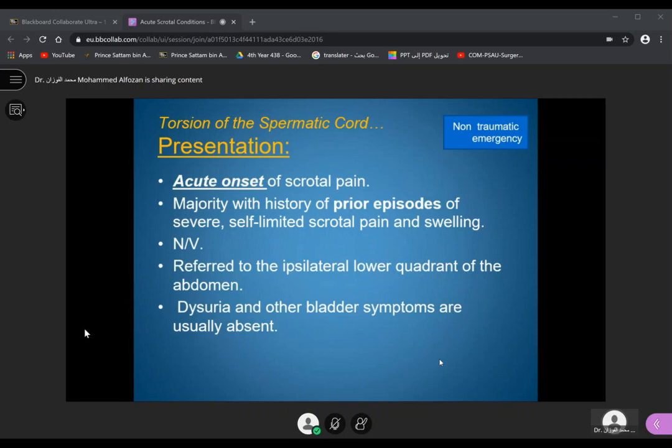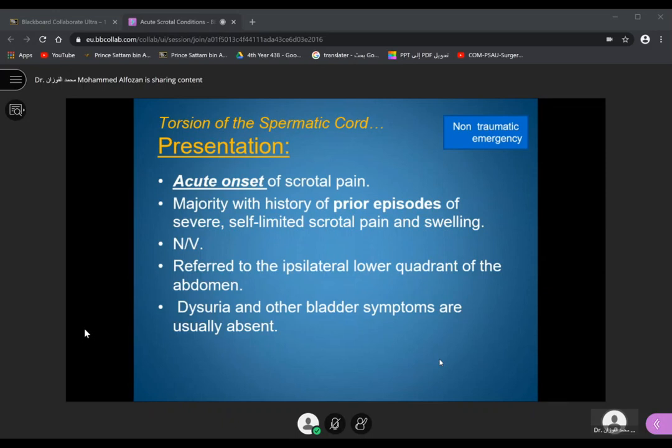In the majority of patients, as we mentioned, there is malformation of the attachments of the testis, so they will have previous episodes of similar attacks, or at least temporary torsion. It will be severe, self-limited scrotal pain and swelling. Swelling happens when the patient has ischemia due to the torsion. There will be a collection of fluid secondary to that ischemia and inflammation.